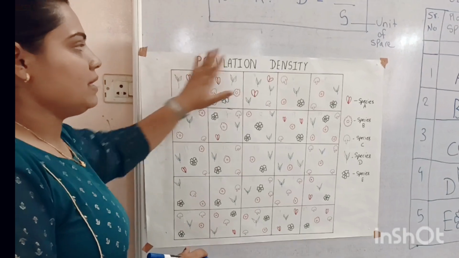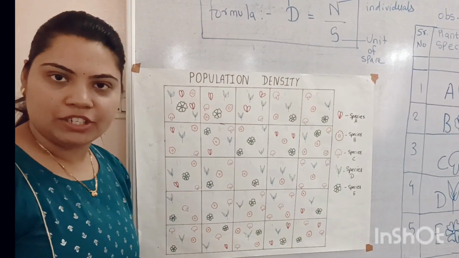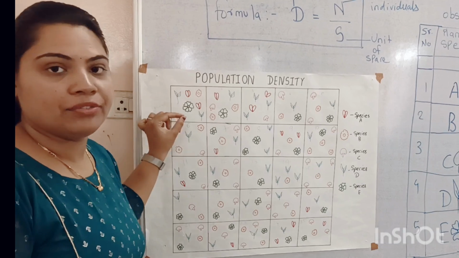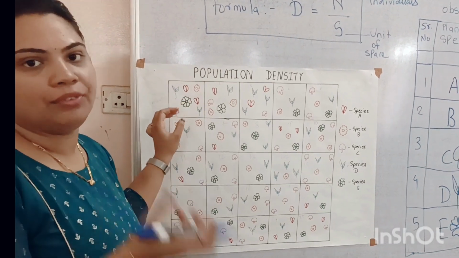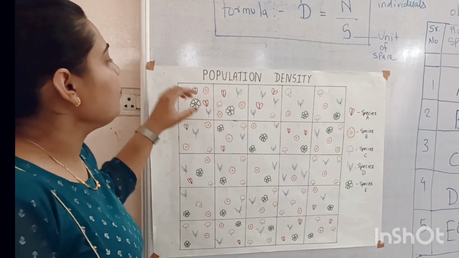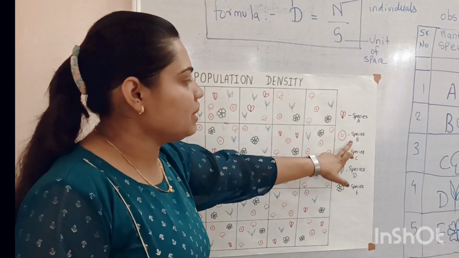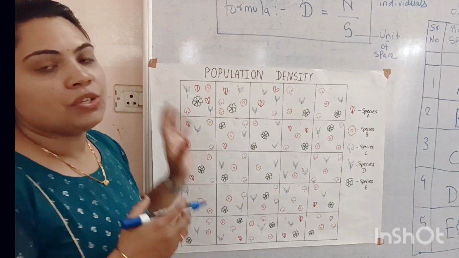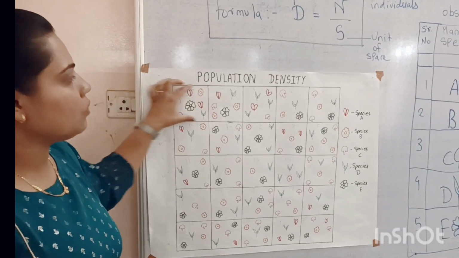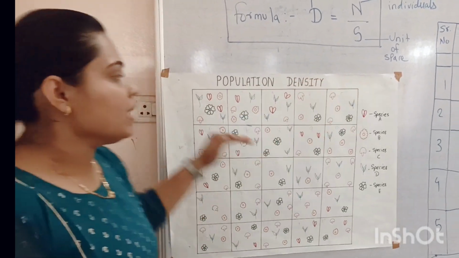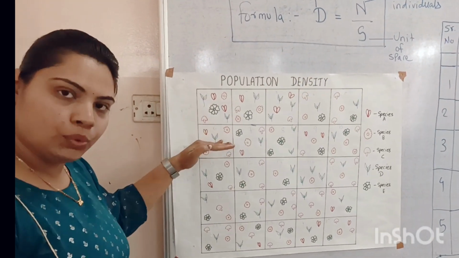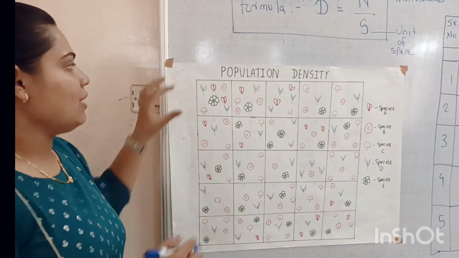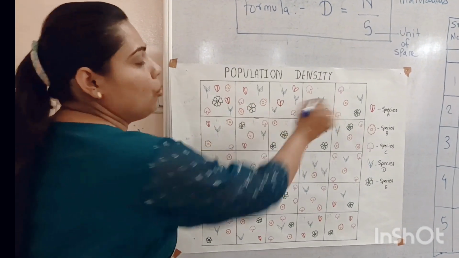Now this is our chart of population density. It is shown by different colors and different shapes of the leaf, flower and so on. Species A, B, C, D and E are shown here. We can take some quadrant rows. Here rows 1, 2, 3, 4 and 5 are there. As an example, we take row 1.